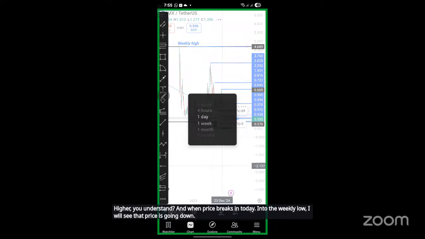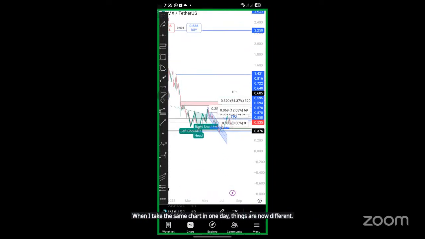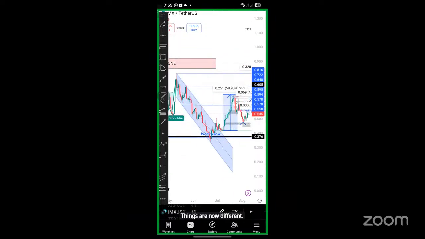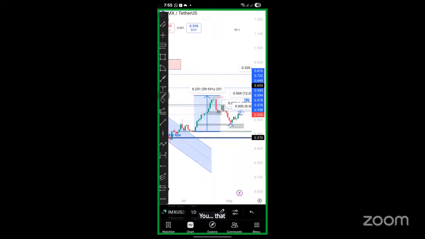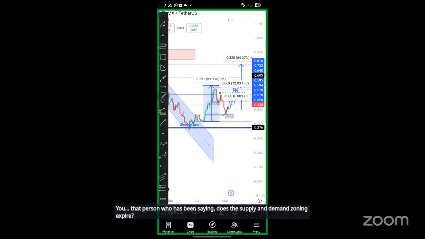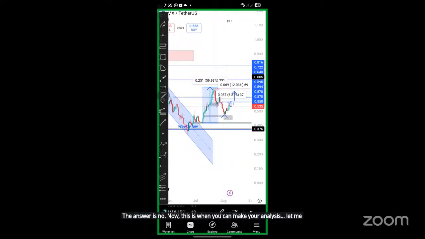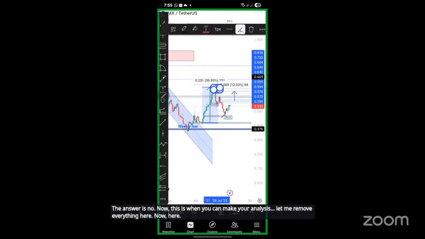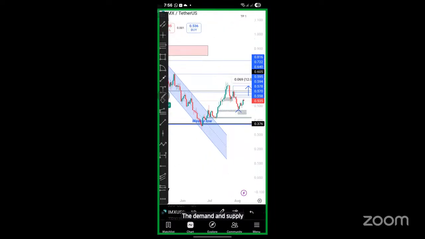When I take the same chart in 1 day, things are now different, because I've changed the time frame. That person who has been saying, does the supply and demand zone expire? The answer is no. Now, this is when you can make your analysis. Let me remove everything here. Look at this coin. The demand and supply zone will not expire.